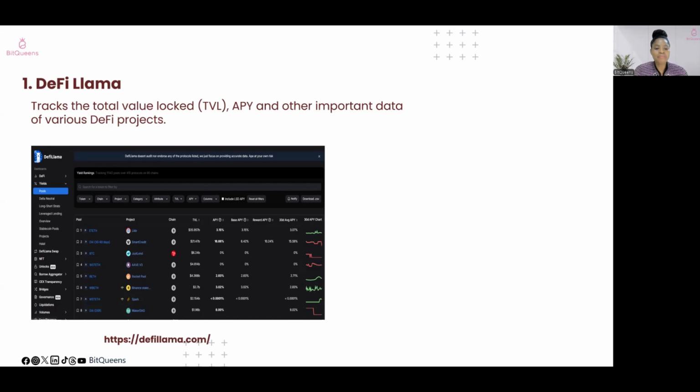But the same type of services are now brought onto the blockchain. That's why it's called decentralized finance, because there is no central authority controlling it. So there are projects that are built on the blockchain around this area to provide decentralized finance services. And those projects, you can come to DeFi Llama to check them out.